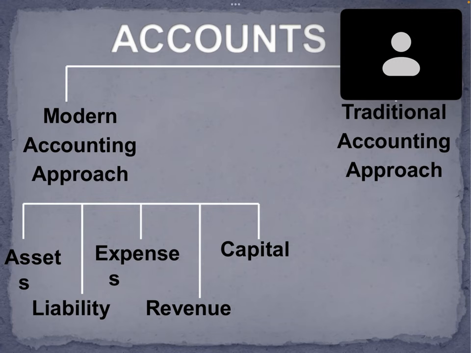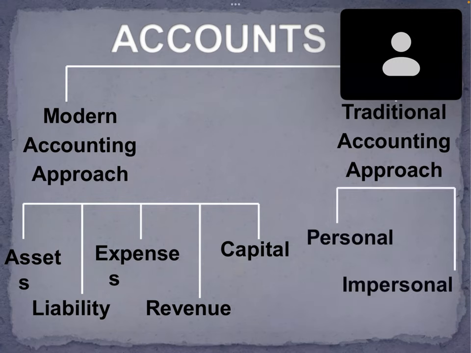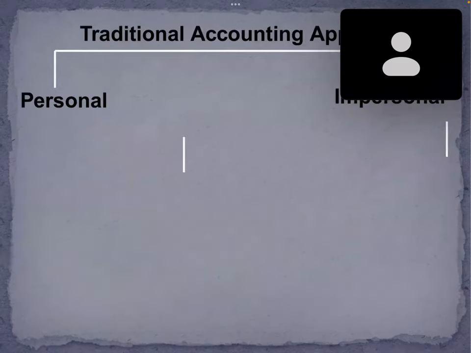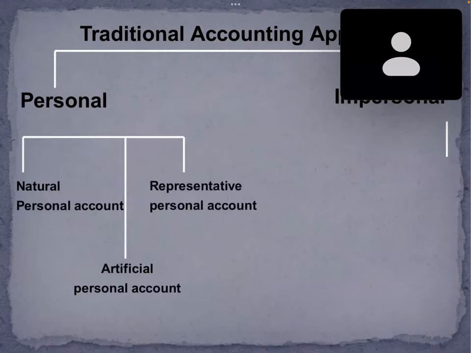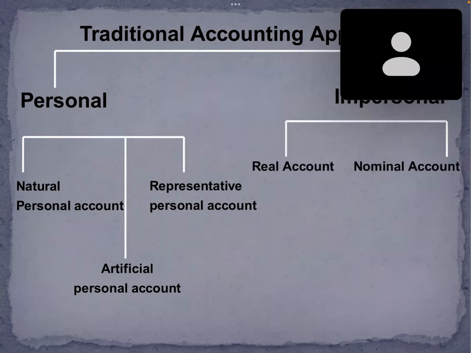Now, there is one more approach by which we can classify the accounts, which is called the traditional accounting approach. As per the traditional accounting approach, we have two categories, personal and impersonal account. Under the personal account, we have three accounts: natural personal account, artificial personal account, and representative personal account. Whereas in case of the impersonal account, we have two types of account: real and nominal account.